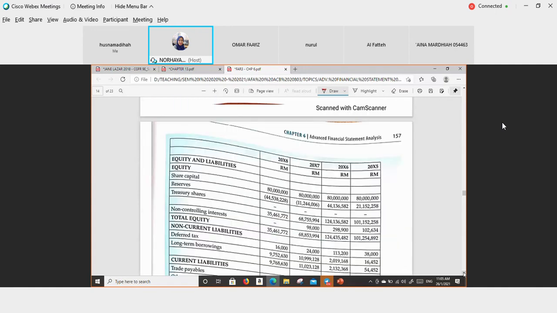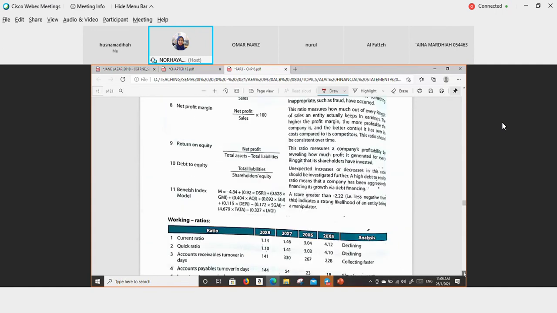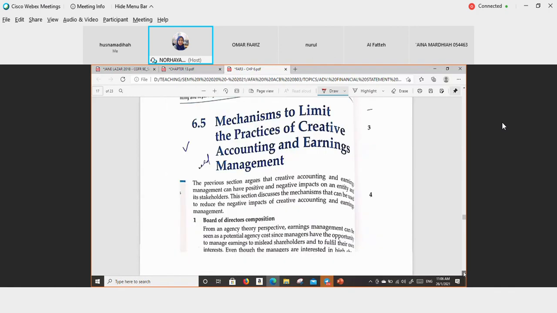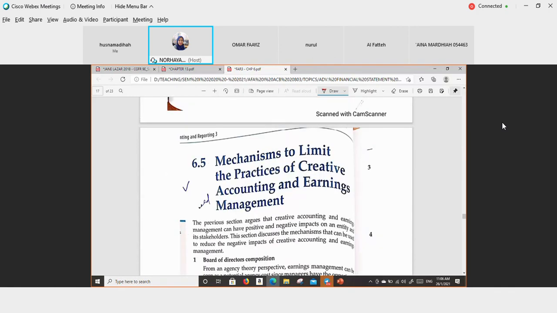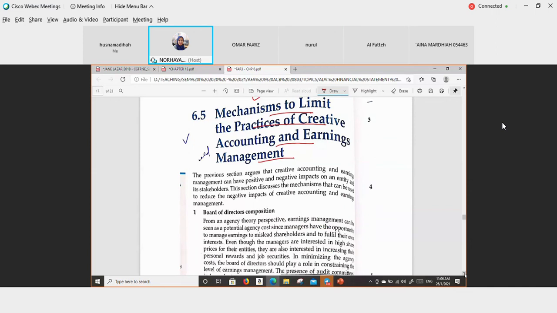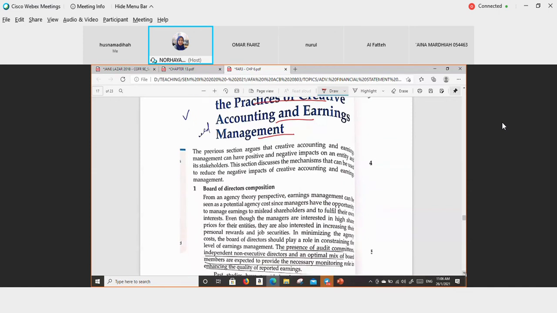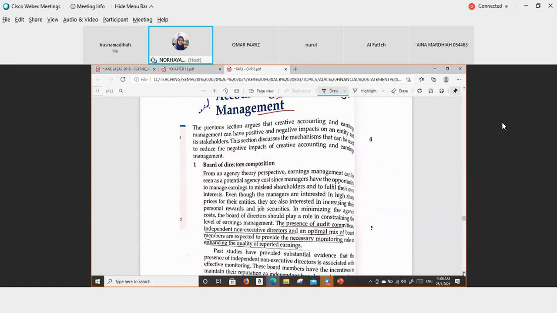So this lead to mechanism. Okay, mechanism to limit, how actually to limit the practice of creative accounting. Sebab excessive creative accounting and earnings management of earnings may lead to fraudulent financial reporting. So actually company cuba untuk mengurangkan lah, menghadkan creative accounting ni sebab dia boleh jadi penyelewengan lah.